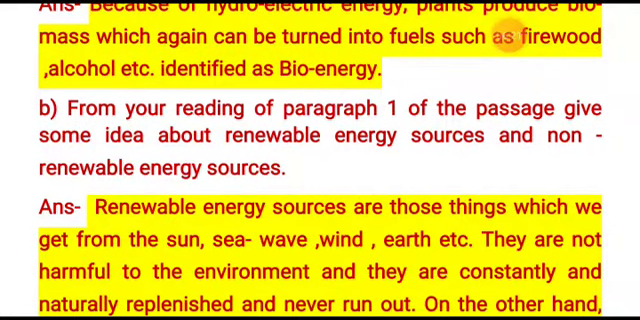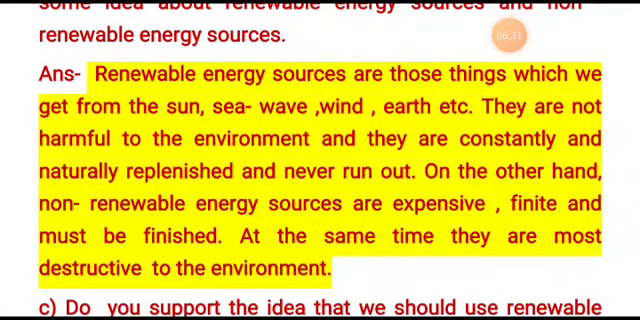B. From your reading of paragraph 1 of the passage, give some idea about renewable energy sources and non-renewable energy sources. Possible answer: Renewable energy sources are those things which we get from the sun, sea wave, wind, earth, etc. They are not harmful to the environment and they are constantly and naturally replenished and never run out. On the other hand, non-renewable energy sources are expensive, finite and must be finished. At the same time, they are most destructive to the environment.